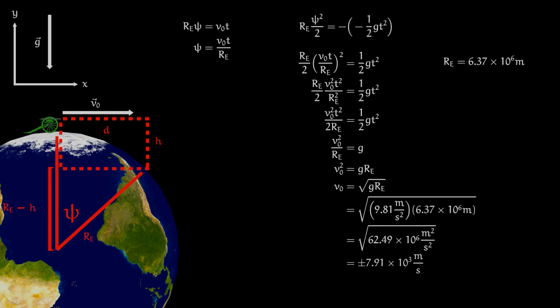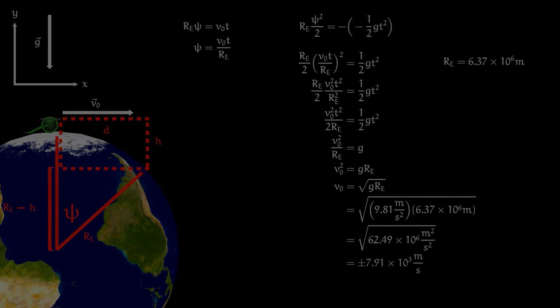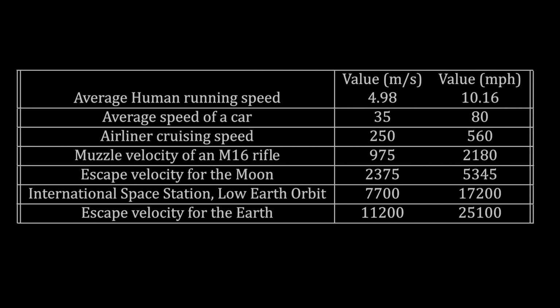17,700 miles per hour. For reference, here are a few common speeds of objects we usually think of as being fast. And just to show the accuracy of our approximations, the actual velocity of the space station in low Earth orbit is also listed here at 17,200 miles per hour, just 500 miles off what we calculated.